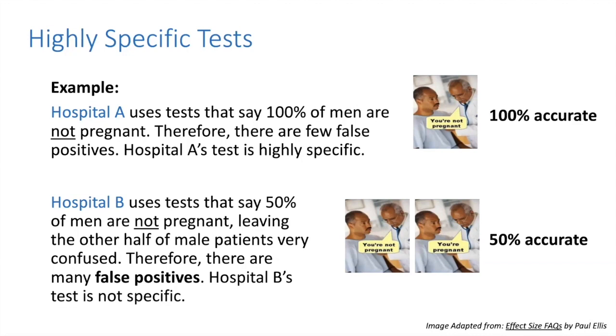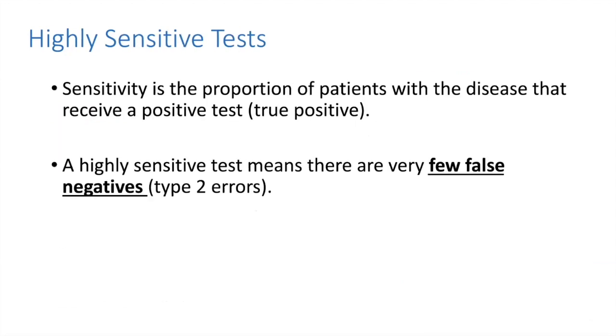Hospital A's test is highly specific. All of the men are told they're not pregnant. Hospital B, on the other hand, uses tests that say 50% of men are not pregnant, leaving the other half of male patients very confused. Therefore, there are many false positives. Hospital B's test is not specific. Half the men are told they are incorrectly pregnant.